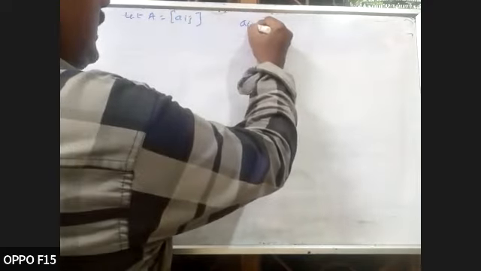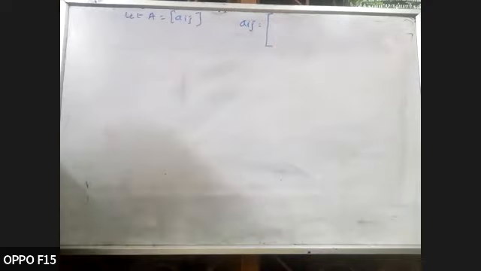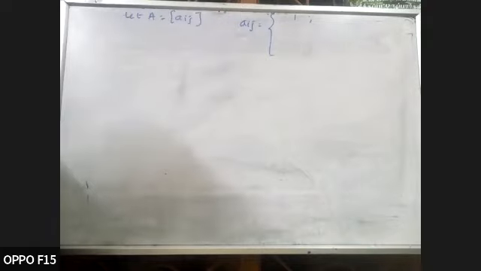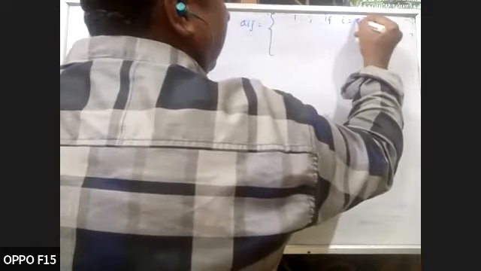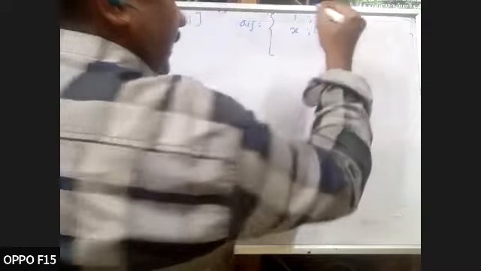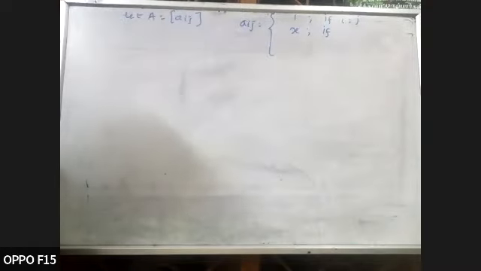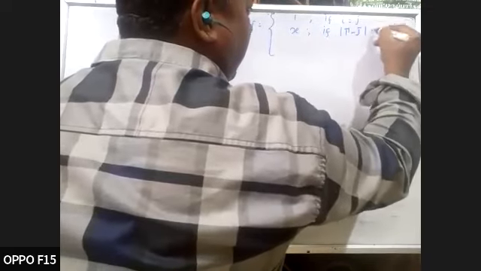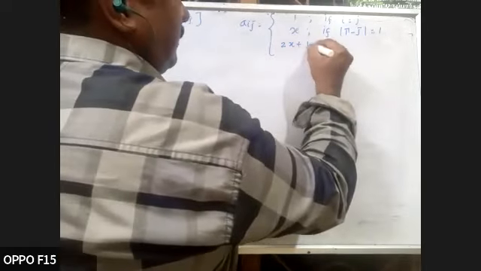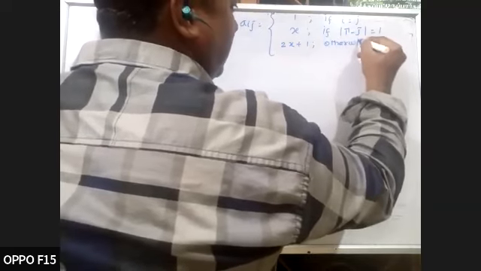A 3 by 3 matrix where Aij is equal to 1 if i is equal to j, if the modulus of i minus j is equal to 1, next 2x plus 1 otherwise.